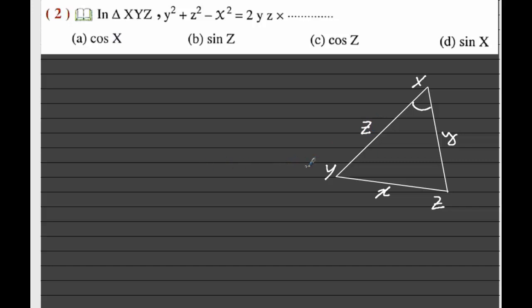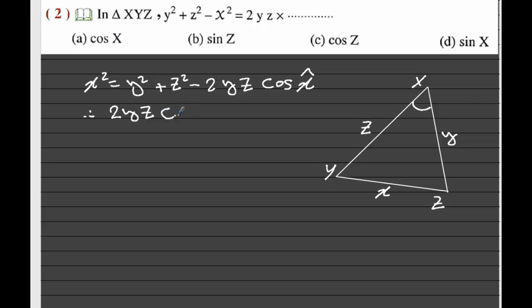So the main rule in this problem: x square equals y square plus z square minus 2yz cosine x, angle x. So 2yz cosine x equals y square plus z square minus x square.